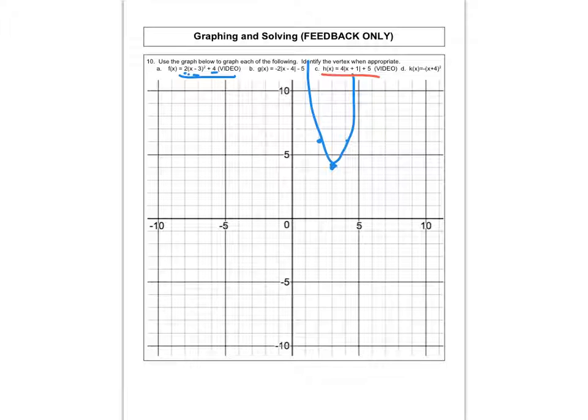The other problem is an absolute value one. We're going to do a vertex at negative 1, 5. And this has 4 up on both sides. This is a V because it's absolute value.